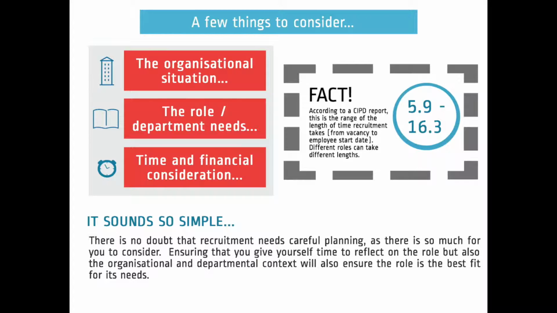recruitment. According to a CIPD survey, the time taken to recruit from vacancy to start date can vary from 5.9 weeks to 16.3 weeks. By remembering what your needs are in the department and planning to have a member of staff down for anything up to 4 months will make this time less stressful and far more smooth for you. Also, by giving yourself this time, you need to consider everything that's important about the role, and this will undoubtedly ensure that the role that you eventually recruit for is the best fit for the organisation and the department needs.